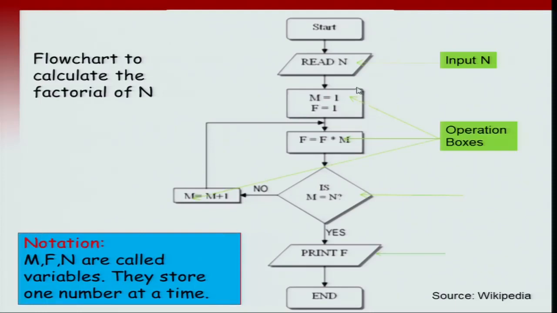So, here are the conventions used. The start symbol is often depicted as a circle or an oval. The input symbol and the output symbol are often represented as parallelograms, and the normal operation boxes are represented as rectangles, and the test box, to see whether you have hit a limit or to test some condition in general, is represented as a diamond.